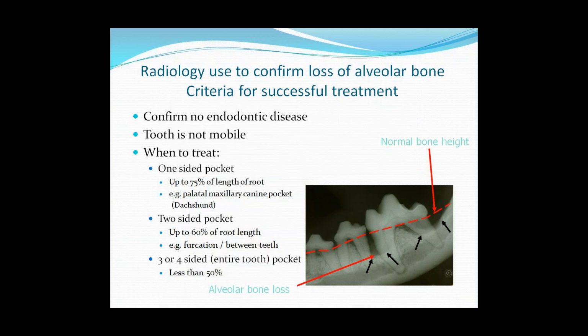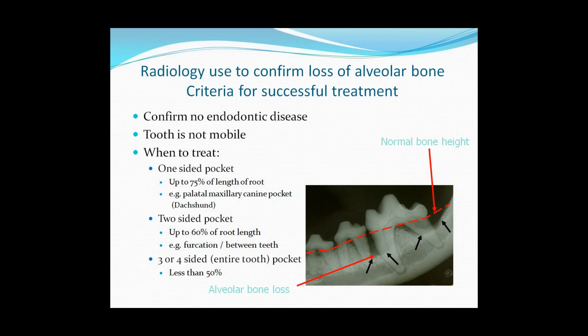So on your probe, just to mention again, if you have up to 0.5 millimeter depth in a cat or up to 3 millimeters in a dog, that's a normal probing depth. And if we have greater than those measurements, then we have loss of structural support around the tooth. So we've lost the periodontal ligament, we've lost some alveolar bone, and therefore we need to do other forms of treatment, which we'll talk about after I just mention radiology now.